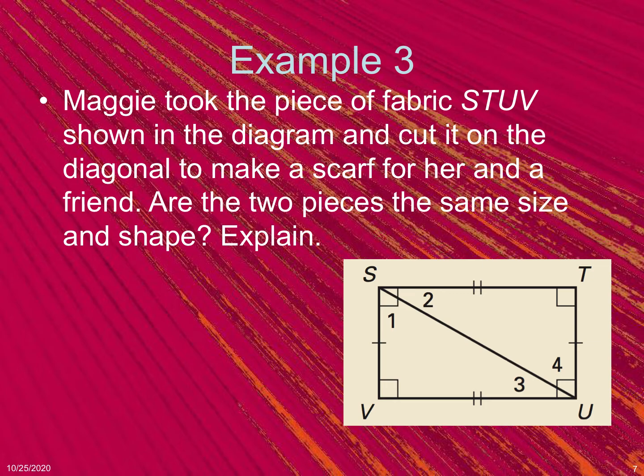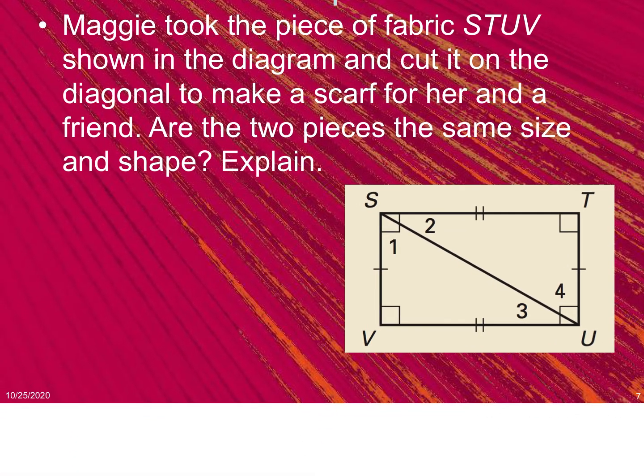So in order to figure out if they're the same size and shape, we need to make sure that all the angles match and all of the side lengths match. Now, because it's a rectangle, notice the congruency marks on the sides indicating that this side over here is congruent to this, and this side is congruent to this. Now, the two scarves that I'm talking about are this one down here, and then this one up here. So what I need to do is show that all three sides match and all three angles match.